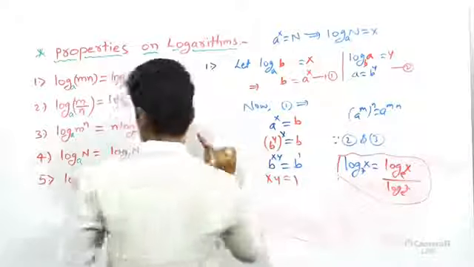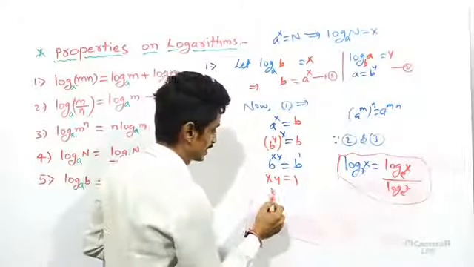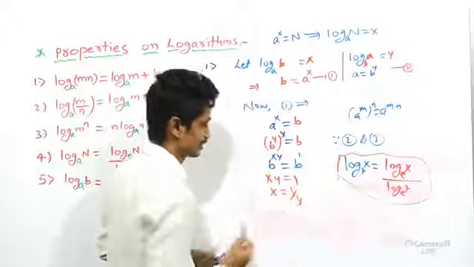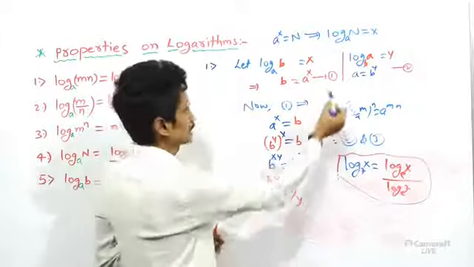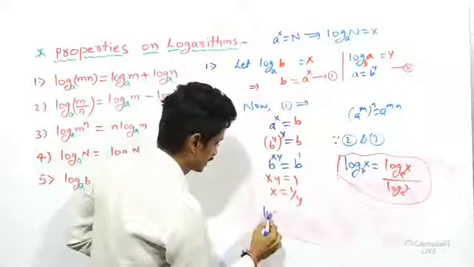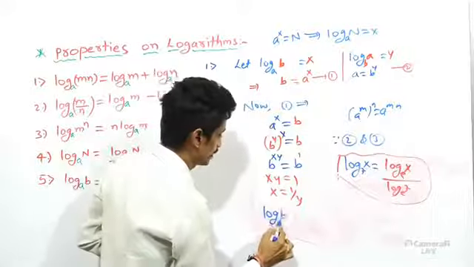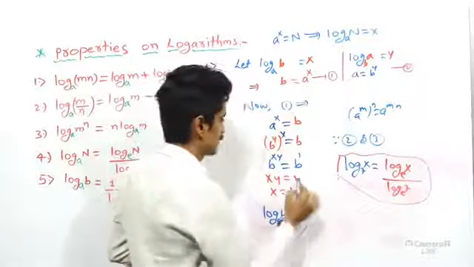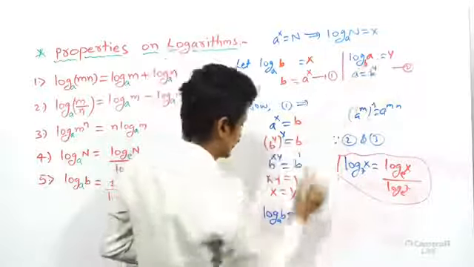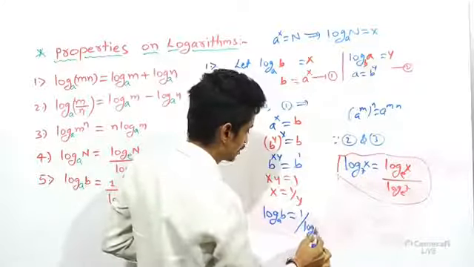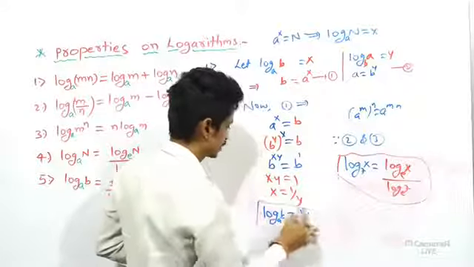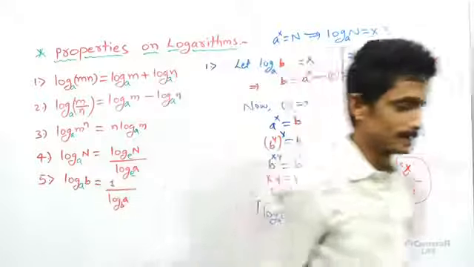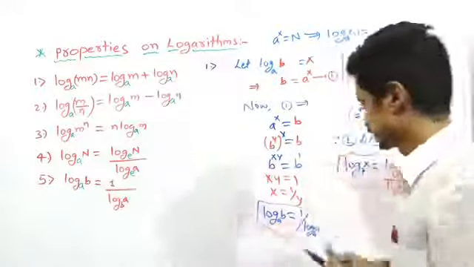What do you require in that form? Hence I can write x is equal to 1 divided by y. What is the x value? The x value is nothing but log of b to the base a, which is equal to 1 upon y. What is the y value? Y is nothing but log of a to the base b. This is our last property, interchanging the base and the number.